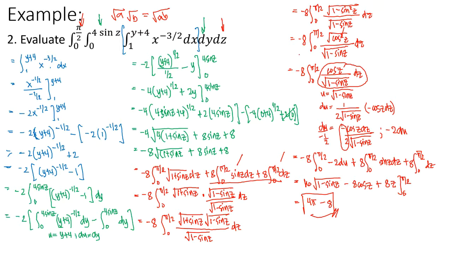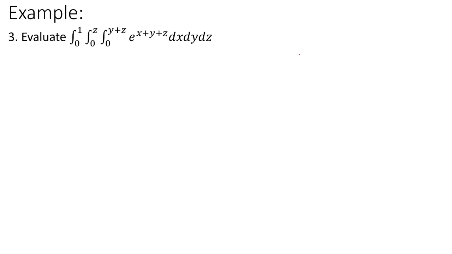Okay, so next one and the last one is this. We have to evaluate the integral from 0 to 1, 0 to z, 0 to y plus z of e raised to x plus y plus z dx dy dz. So first we have to integrate the inner part. So we have integral from 0 to y plus z of e raised to x plus y plus z dx.